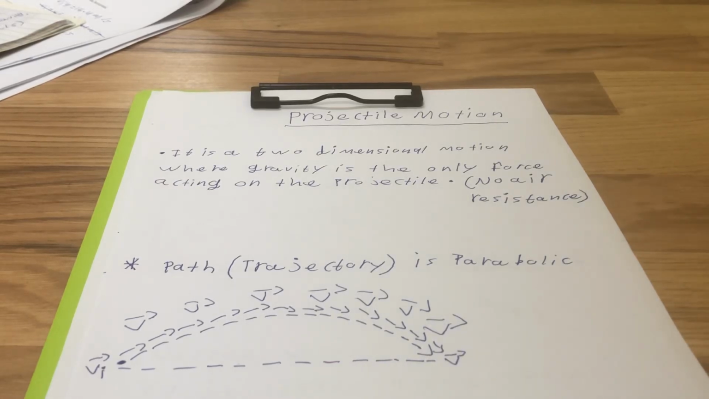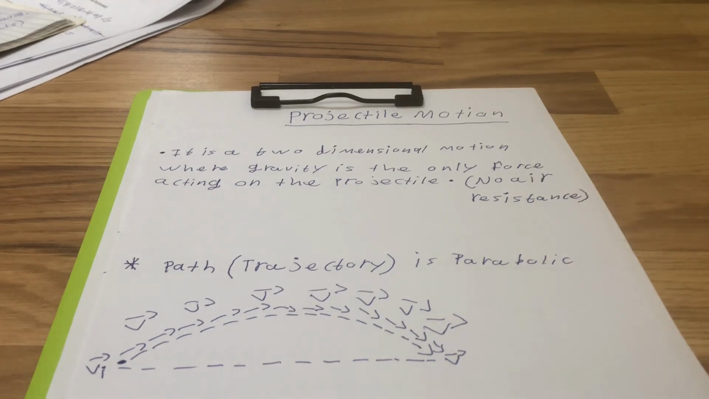Today our lesson is about projectile motion. Projectile motion is a two-dimensional motion where gravity is the only force acting on the projectile. In this lesson there is no air resistance. Do you see? Written in parentheses, no air resistance.